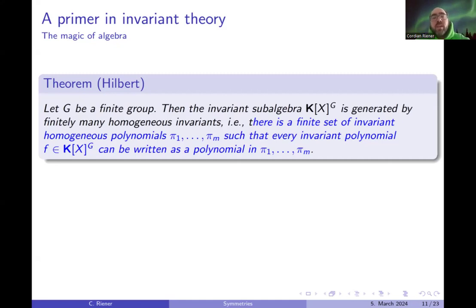Namely, he showed that if I have a finite group, then this invariant subalgebra, this should be a C here, but of course it would also hold for other fields of characteristic zero, is generated by finitely many homogeneous invariants. So there always exists a finite set of homogeneous polynomials pi1 to pi m, such that every other invariant polynomial can be written as a polynomial in those fundamental invariants.